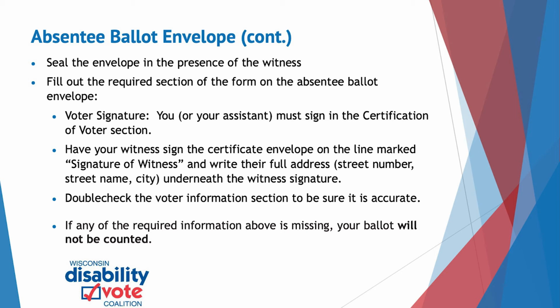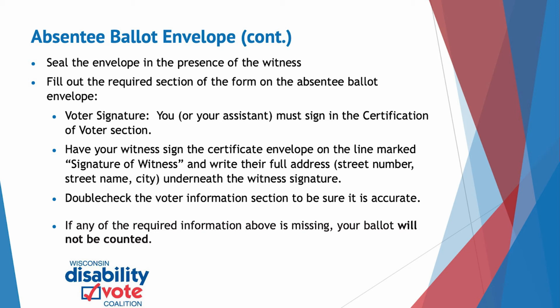You or your assistant, if you have someone assist you, must sign in the certification of voter section. Have your witness sign the certificate envelope on the line marked signature of witness and write their full address, street number, street name, and city under the witness signature.